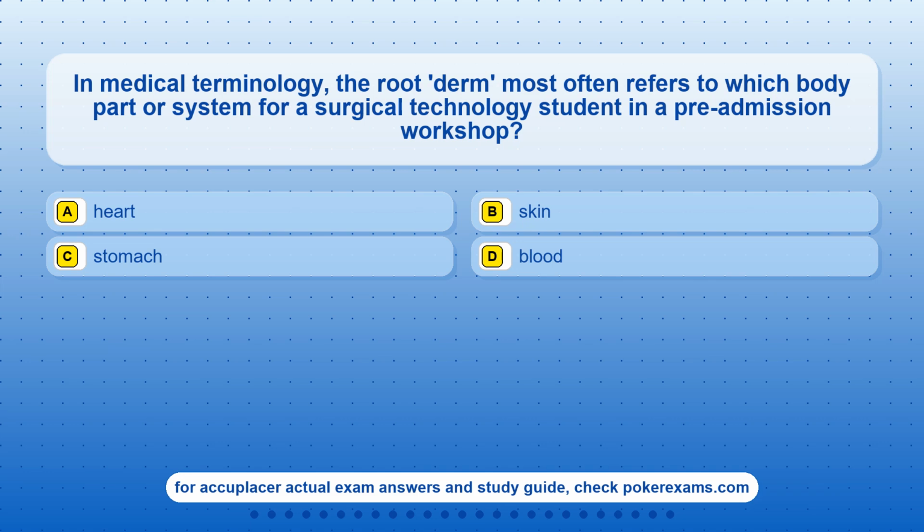Question 1. In medical terminology, the root term most often refers to which body part or system for a surgical technology student in a pre-admission workshop? Option A, heart. Option B, skin. Option C, stomach. Option D, blood.